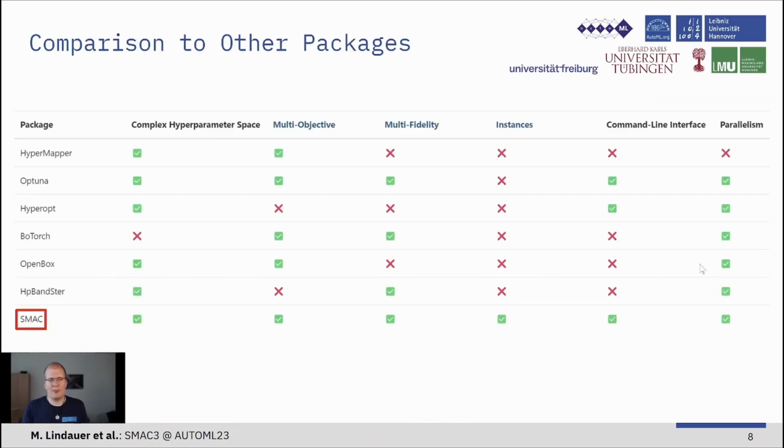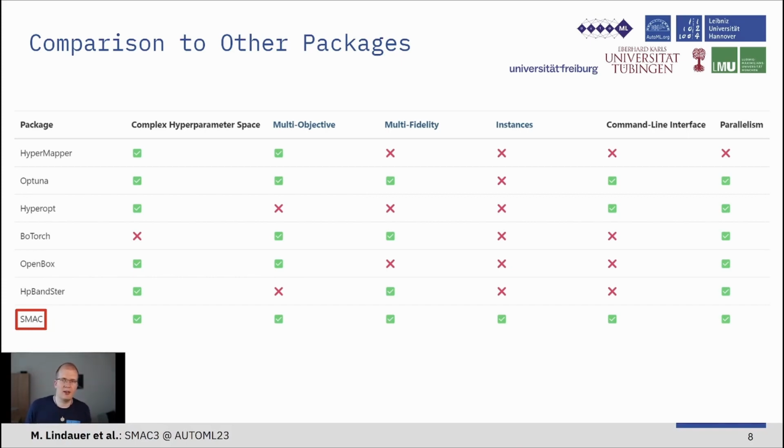As compared to other packages, as you can see, and you might know that already, there are other hyperparameter optimization packages, maybe HyperMapper, Optuna, HyperOpt, BoTorch, OpenBox, HpBandSter, and actually even more than that. But you see here all the features they are offering.